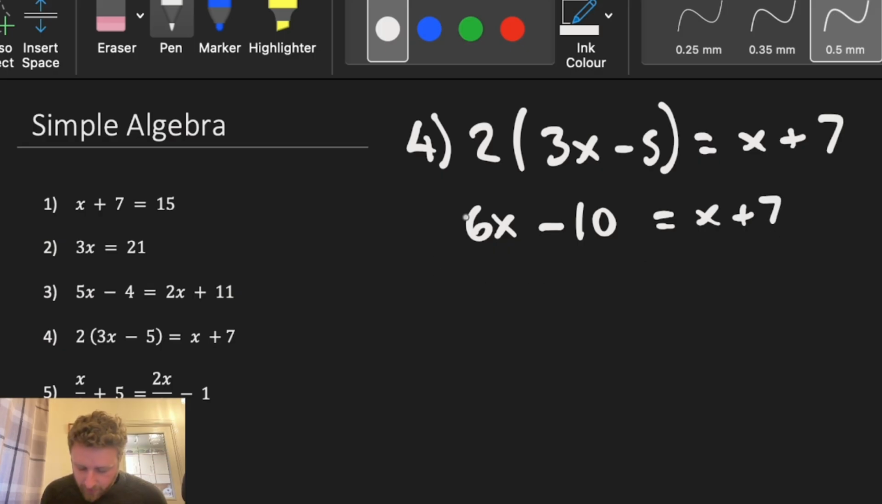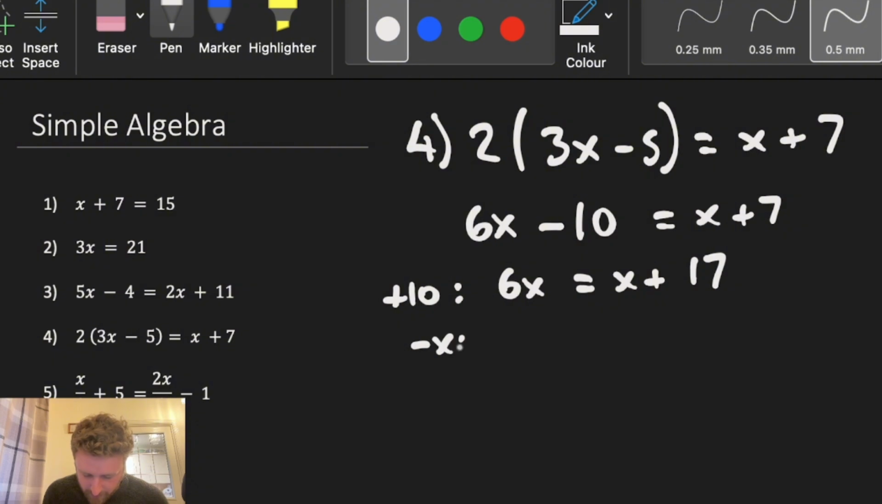And then we can have a look at it again. What can we do now? Well, we can add 10 to both sides. So let's do that. So we'll add the 10, and that will give us 6x is equal to x plus 7 plus 10, which is 17. And then what can we do now? We can minus an x off of both of the sides. So let's just minus the x. So we've got 5x is equal to 17.